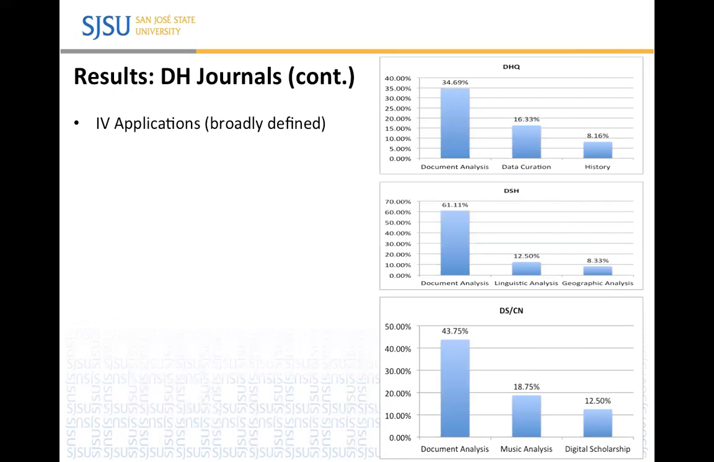And what we found very interesting was that Digital Studies is a journal with a relatively small number of published articles. It presents a really wide spectrum of applications for the use of information visualization, ranging from document analysis to music analysis and digital scholarship. And it also covers a lot of scholarly communication articles that use information visualization.